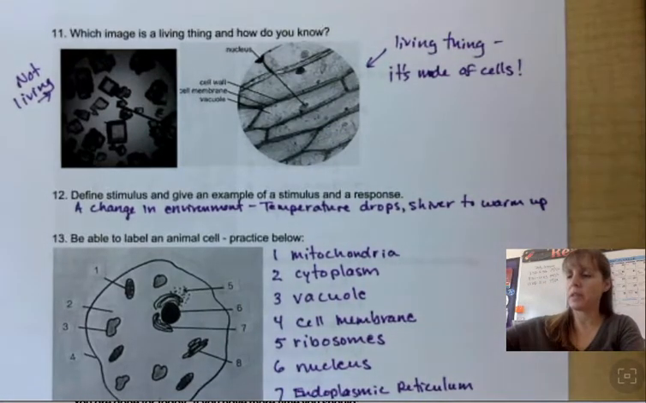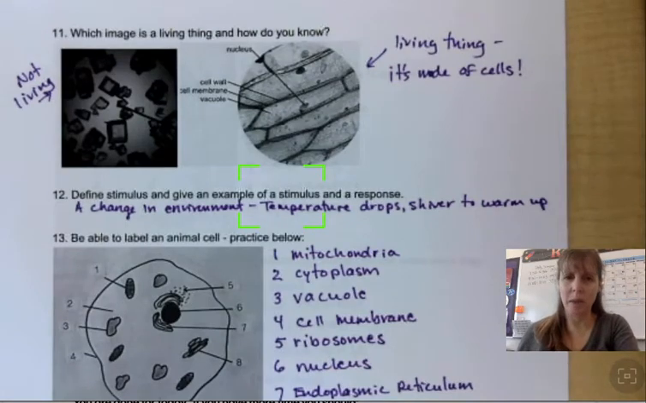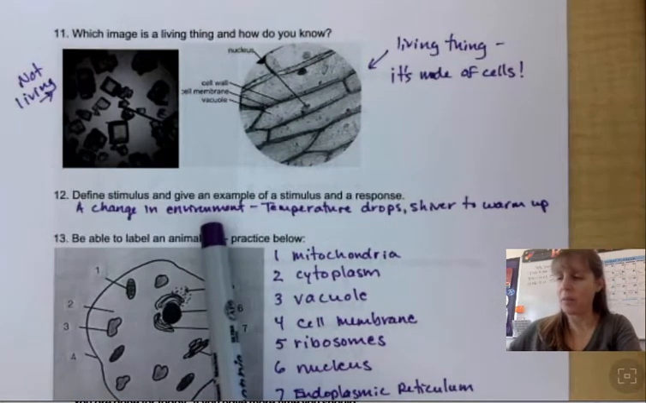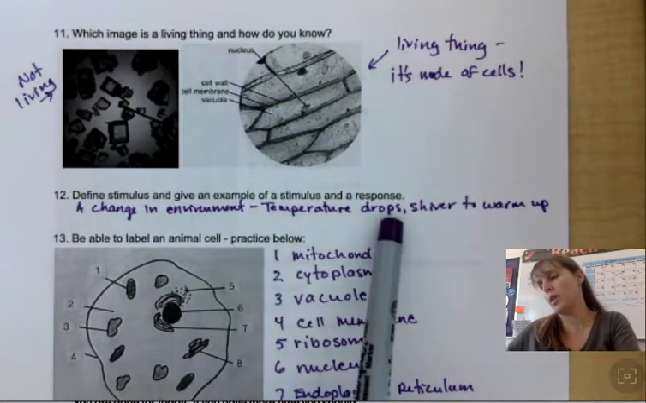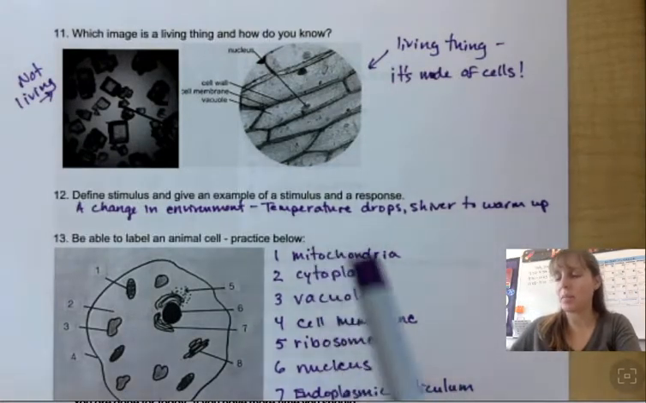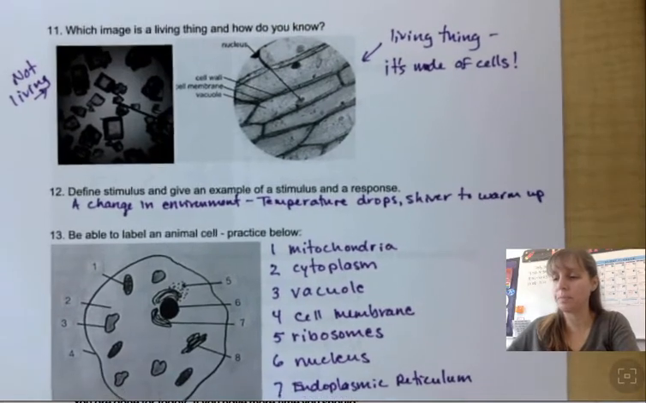Number 12 says define stimulus and give an example of a stimulus and a response. And so a stimulus is a change in the environment. It might be temperature dropping, and so an example would be temperature dropping and then the thing shivers to warm up. Or maybe the temperature rises and the organism sweats to cool down.